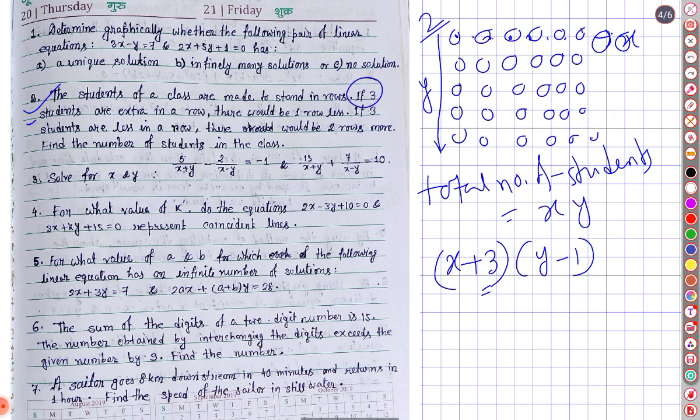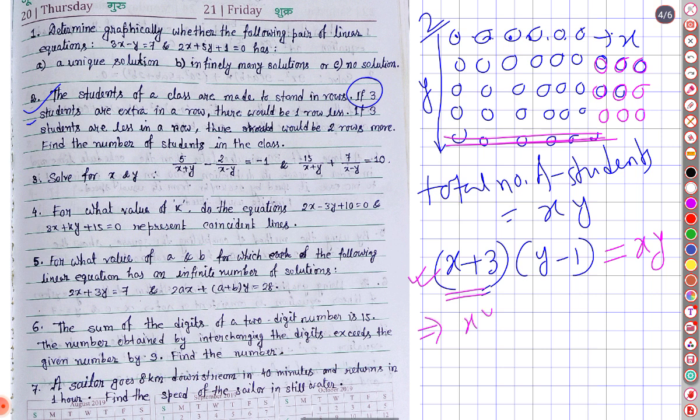Understand? If we increase the number of students in a row to x plus 3, every row will have three more students. That time one row will be deleted, so there will be one less row. Mind it, every time the number of students is the same. So if we multiply the students in every row and the number of rows, we will get this one.